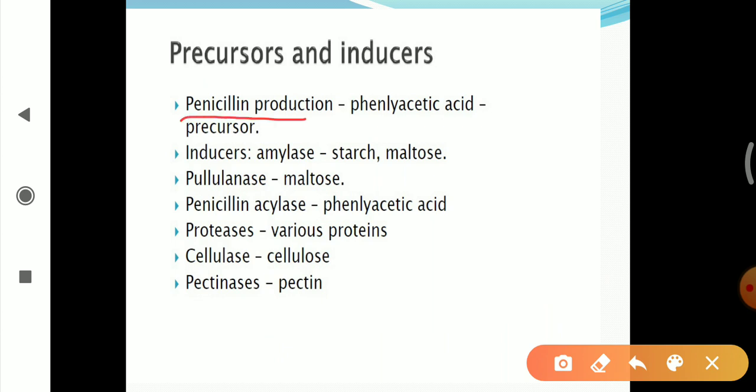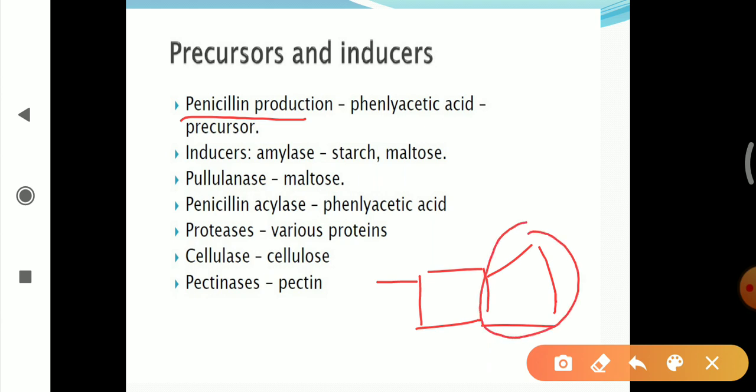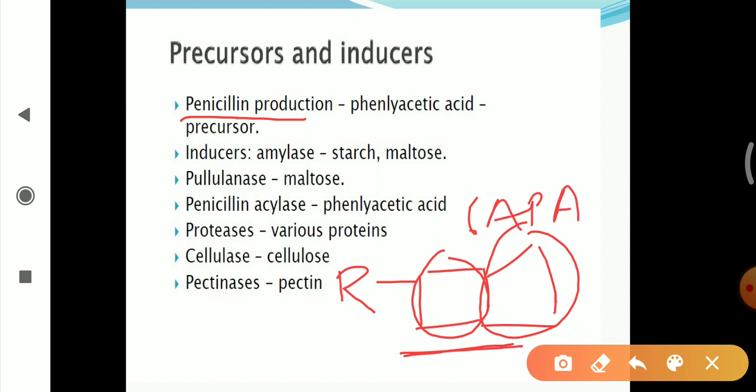In penicillin production, the structure of penicillin is somewhat like this. This part is the thiazolidine ring. This is the beta-lactam ring, and here is the acyl side chain, that is an R group. The thiazolidine ring and beta-lactam ring part is known as 6-APA, that is 6-aminopenicillanic acid. This part is always constant in the penicillin structure. Always the R group varies.